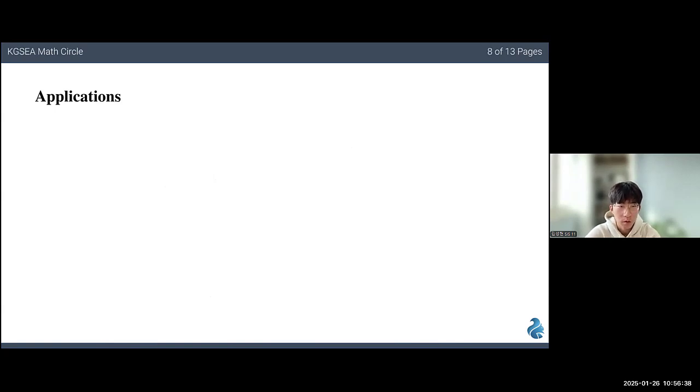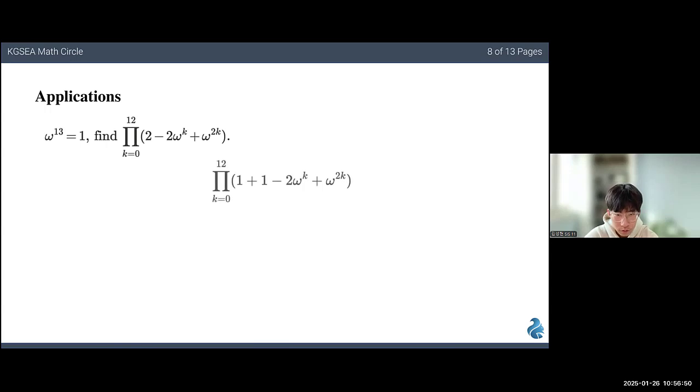Moving on to a second problem, we have that omega to the 13 is equal to 1, and we want to find this product over here. So omega is a primitive 13th root of unity, and we'll be using this to simplify this as follows. So we'll factor this omega to the 2k minus 2 times omega to the k plus 1 as 1 minus omega to the k squared. And we can write the 1 as, of course, 1 squared.